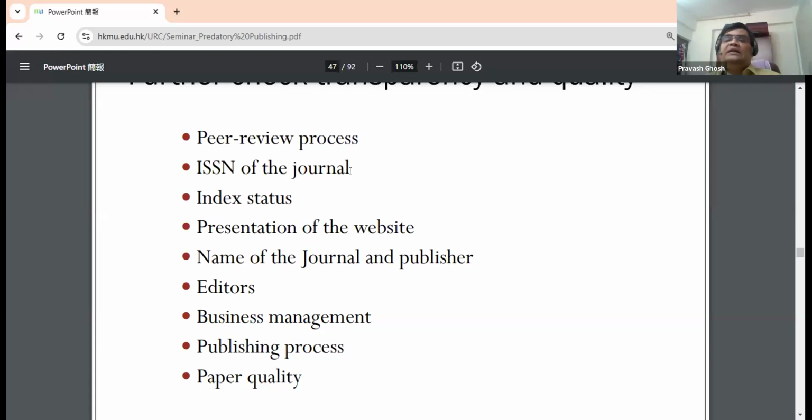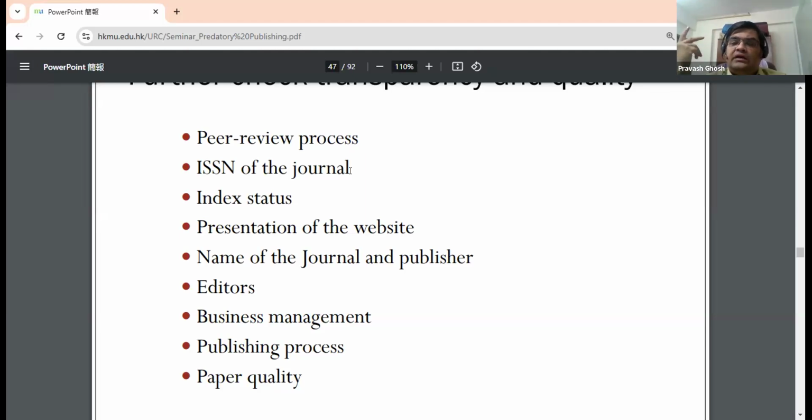Number four, presentation of the website. I will show you websites of predatory journals. As I told you, after 8:30 you can identify predatory journals, right? After half an hour you will tell me which one is predatory. So presentation of the website, right? Some black website running these things.